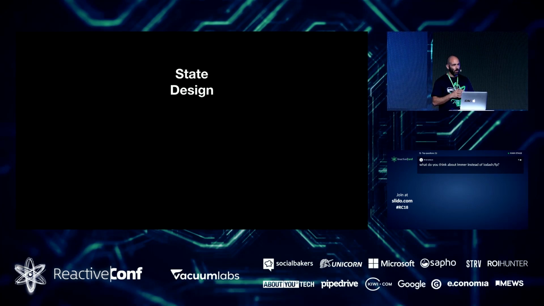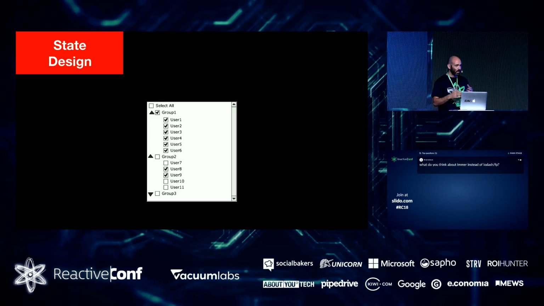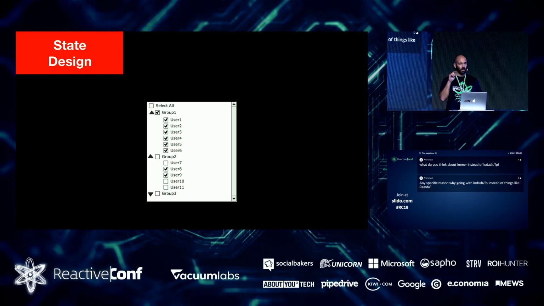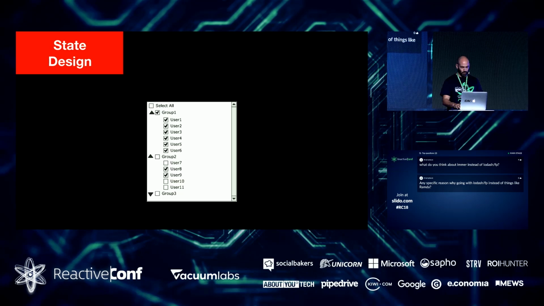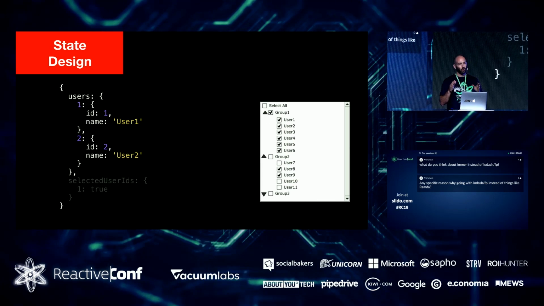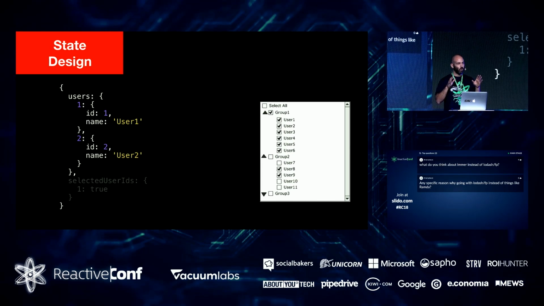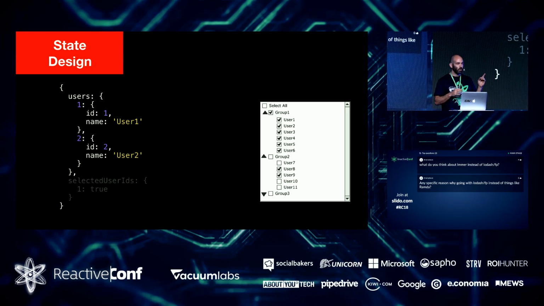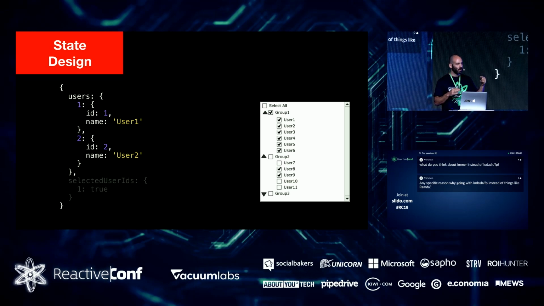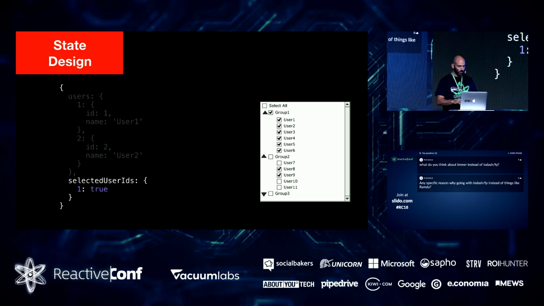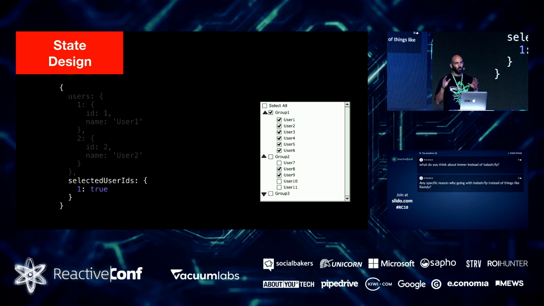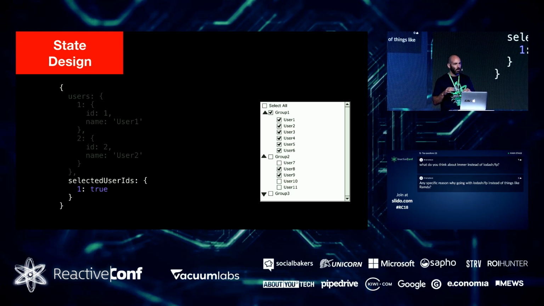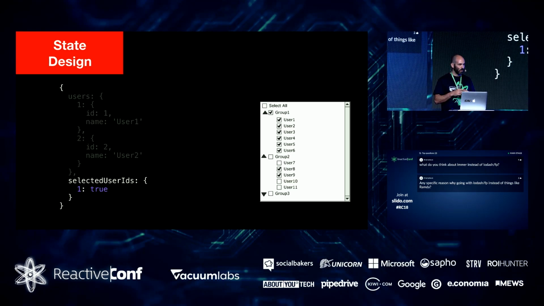So finally, let's talk about state design. Let's take an example of a list of users that come from the server, and the user can select them using checkboxes. So we will store the raw data from the server on the state, and we will not change it. And notice that we're using a dictionary where the keys are the user IDs. And the UI state we will keep completely separate. So in this case, for each user ID, whether it is selected or not in the UI.